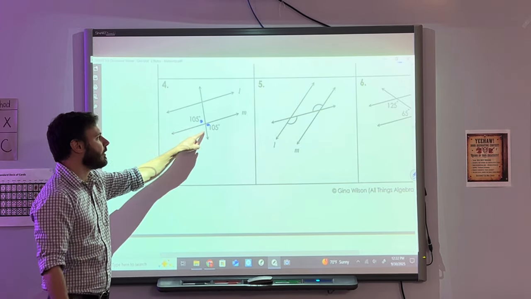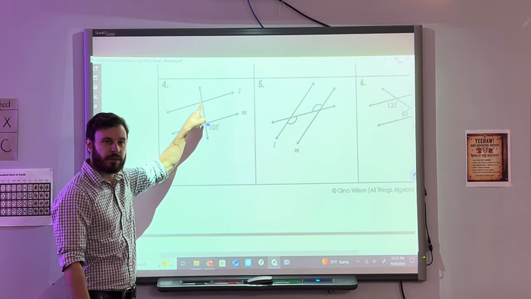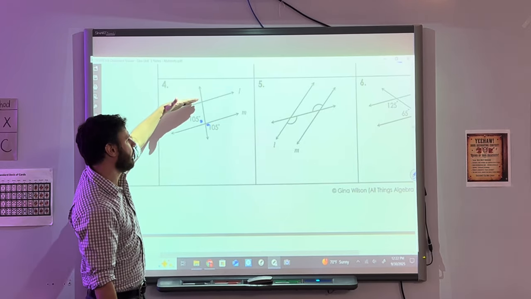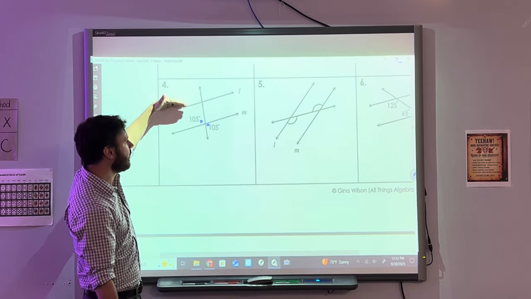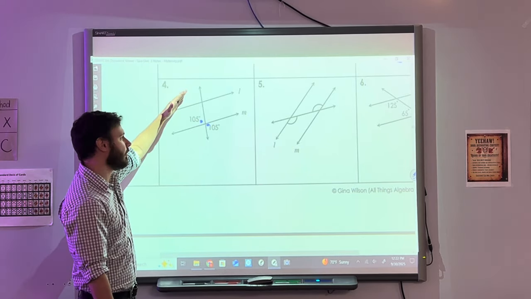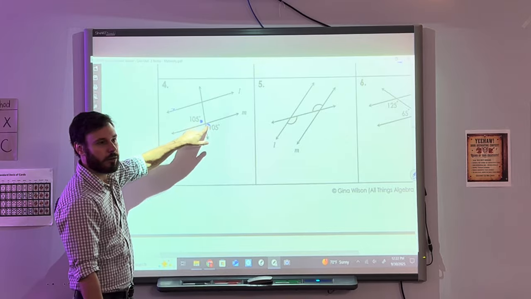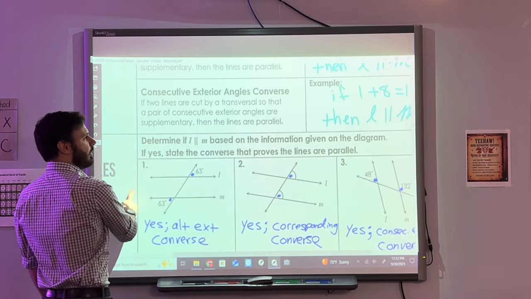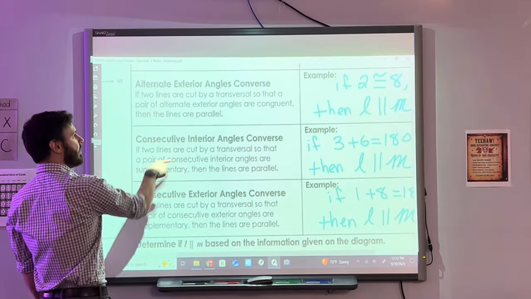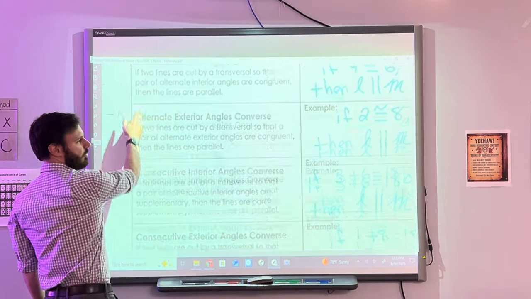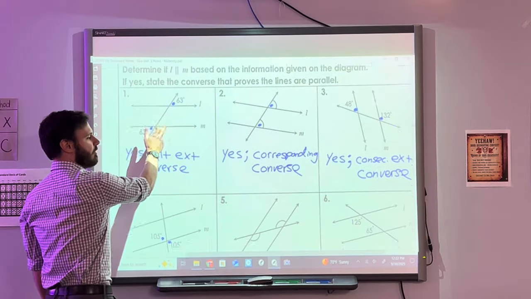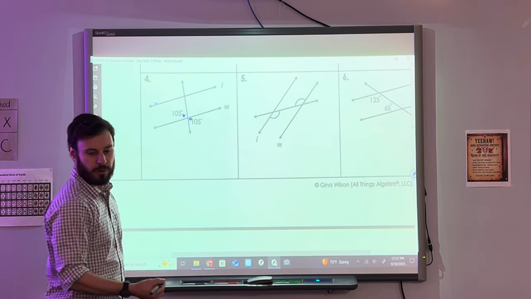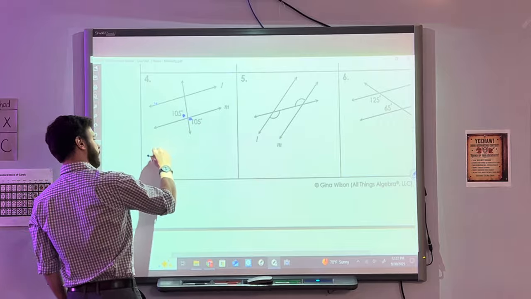But that doesn't tell me anything about this line up here. This line might not exist for all I care. It could be parallel, or it could be tilted, or it could be down. None of this angle affects this right here. If we scroll up and look at what we just did, none of these say anything about vertical angles. So vertical angles and linear pairs mean nothing when we try to prove parallel. So we are going to say no, we can't determine.